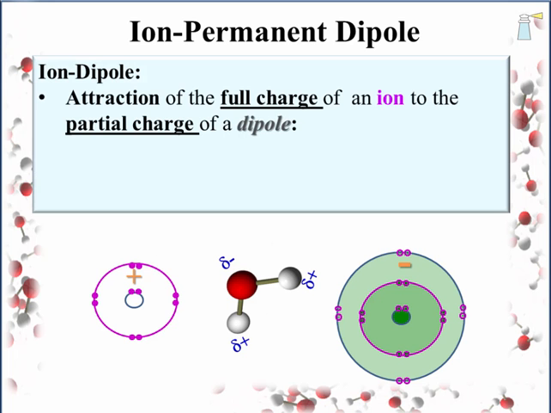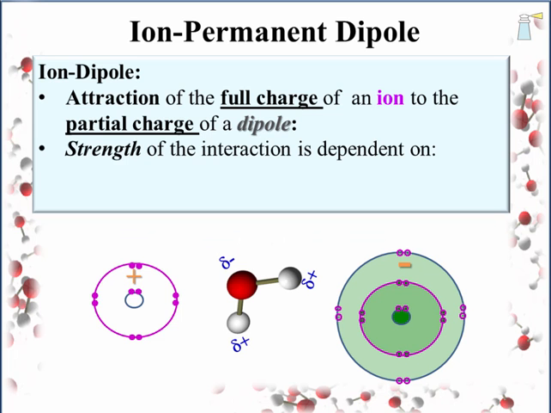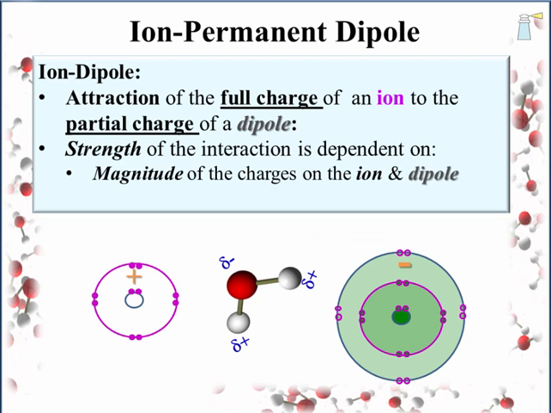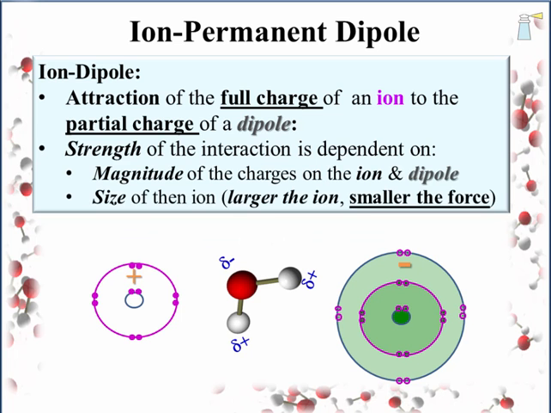It is the attraction of the full charge of an ion to the partial charge of a dipole. Since a dipole has both a partial positive and a partial negative charge, it can form favorable interactions with either a cation or an anion. The strength of the interaction is dependent on the magnitude of the charges on the ion and the dipole, and the size of the ion. The larger the ion, the smaller the force.